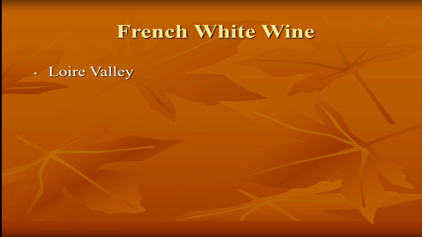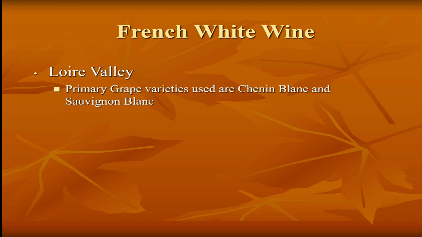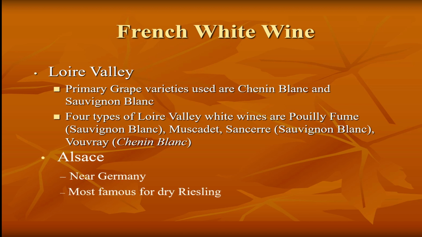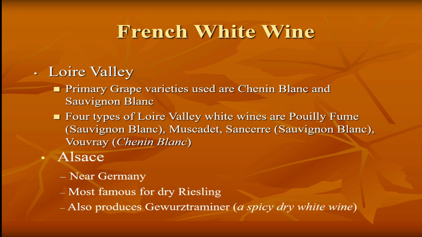Third is Loire Valley. Primary grape varieties used are Chenin Blanc and Sauvignon Blanc. Four types of Loire Valley white wines are Pouilly-Fumé as Sauvignon Blanc, Muscadet, Sancerre also as Sauvignon Blanc, Vouvray as Chenin Blanc. Fourth is Alsace. It's located near Germany. Most famous for dry Riesling. Also produces Gewürztraminer, a spicy dry white wine, and Pinot Blanc, a dry white wine.